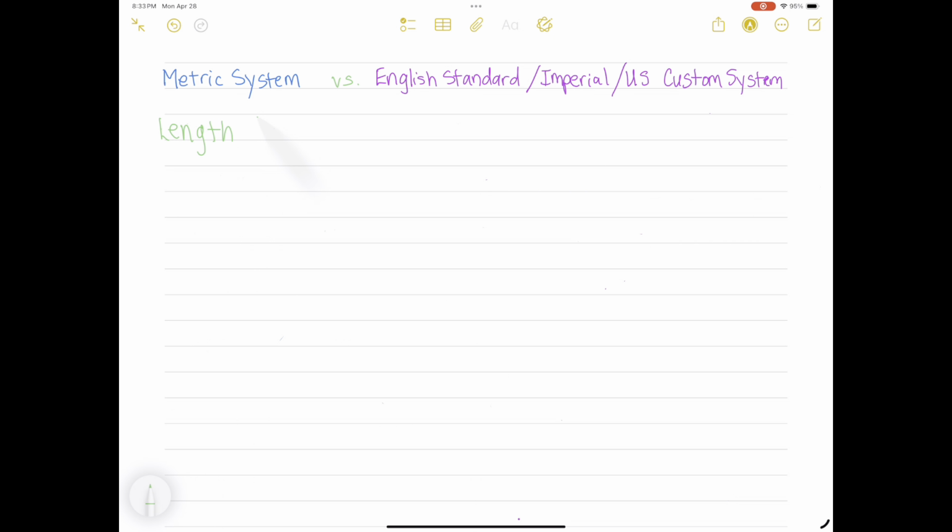When measuring length or distance, in the metric system, we use the base unit of meters. In the English standard system, we use inches, feet, yards, and miles to measure length and distance. And in parentheses, I write in the symbols for those units.